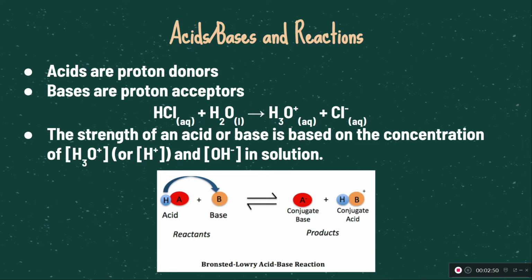Now, the strength of an acid or base is related to two factors. One, whether it is classified as a strong acid or base, which we'll talk about in a moment, and also the amount of concentration of hydronium or hydroxide that is placed into solution. These two factors indicate the strength of an acid or a base.